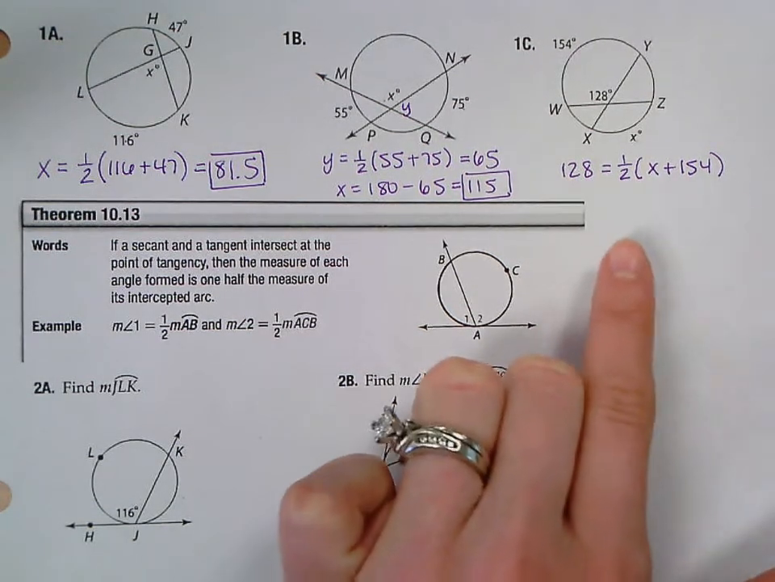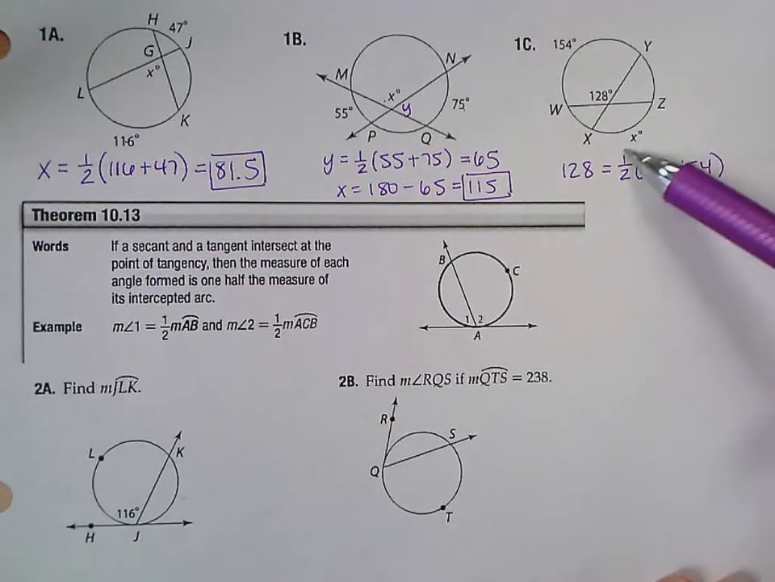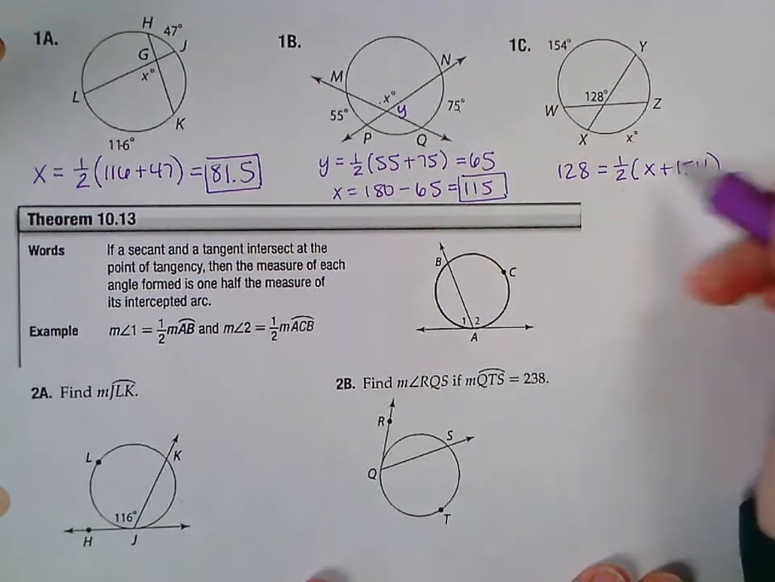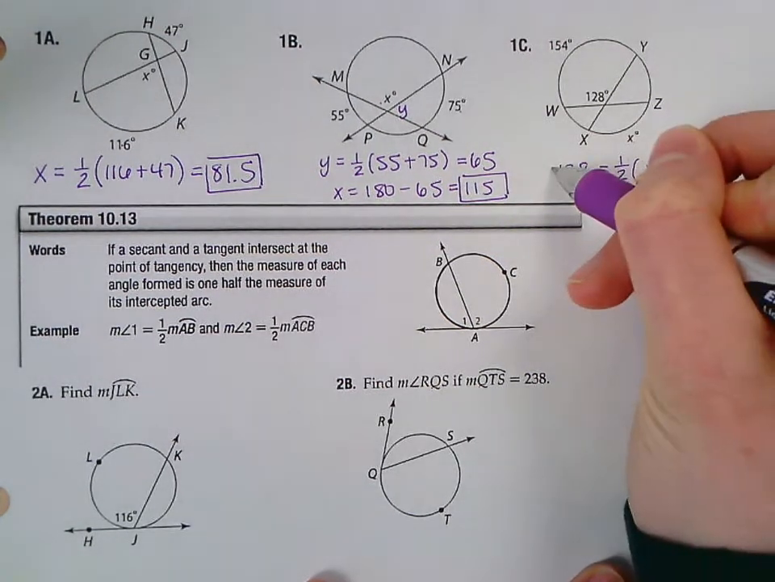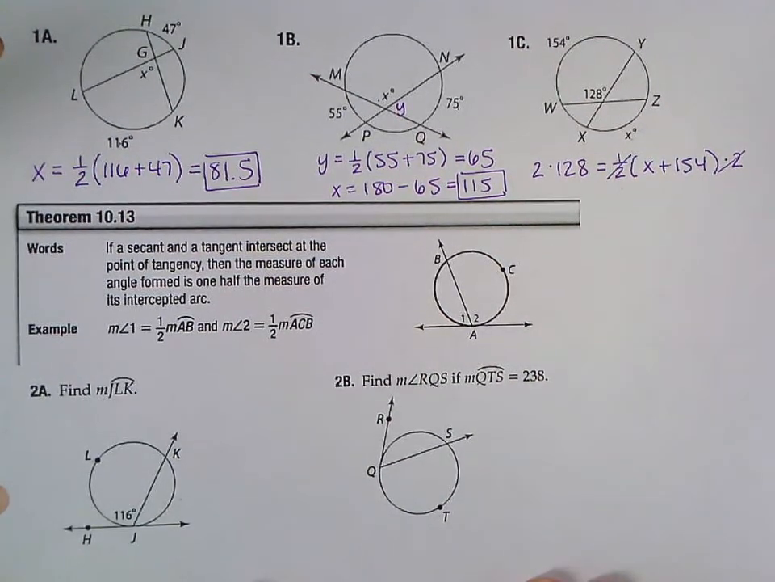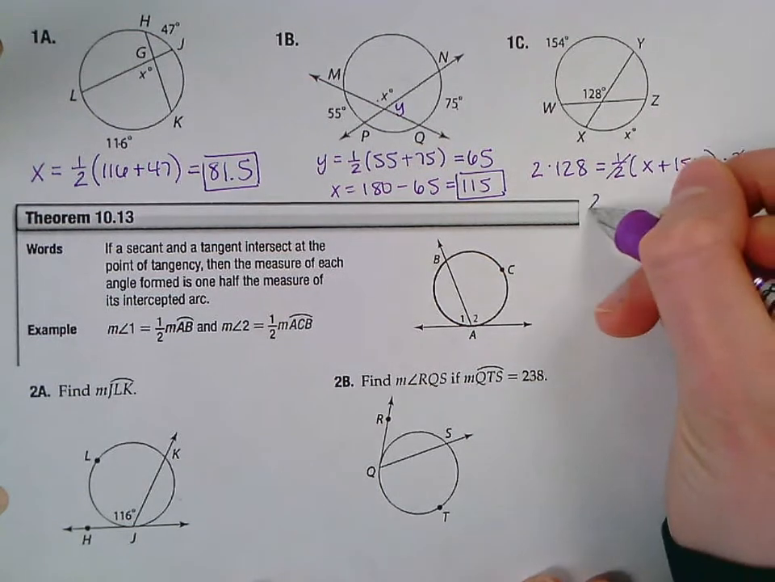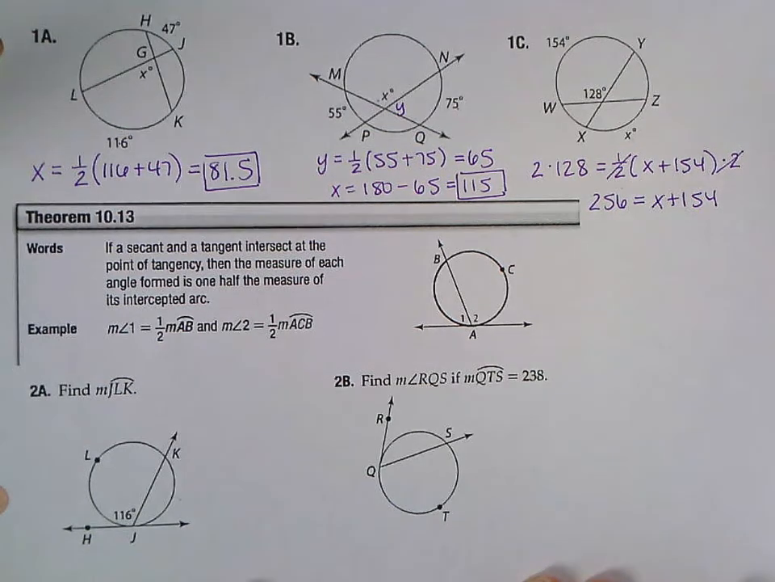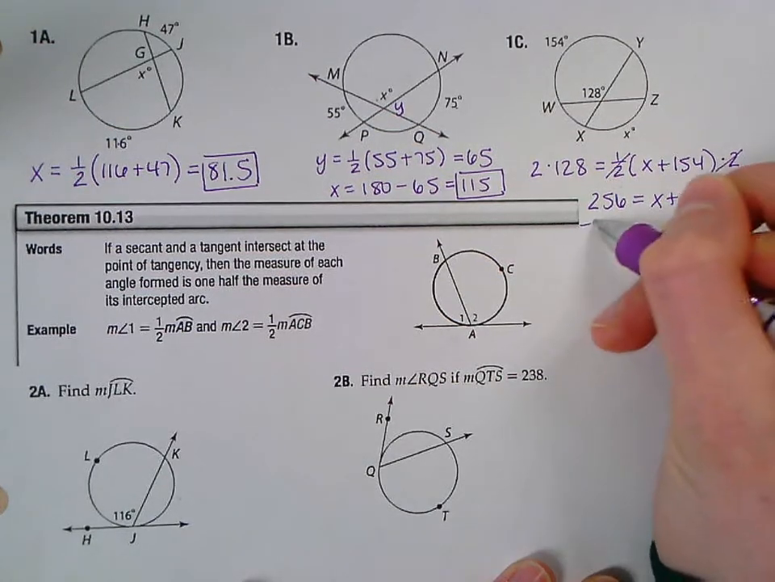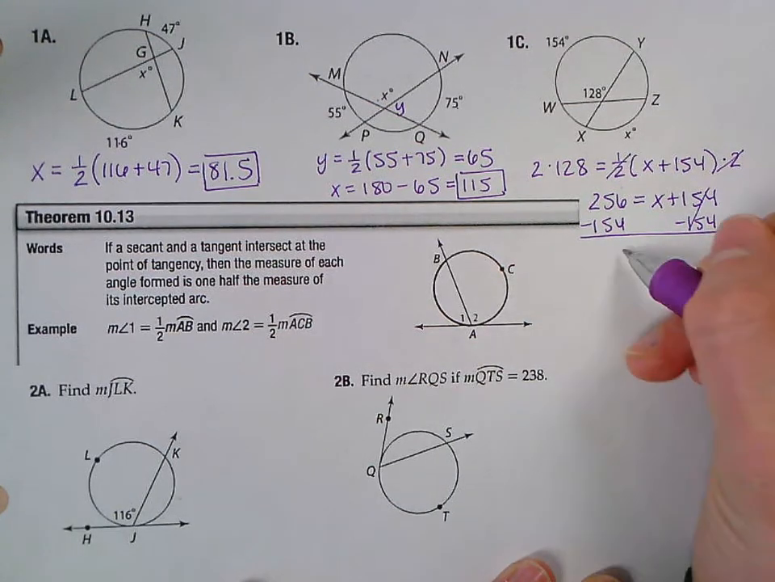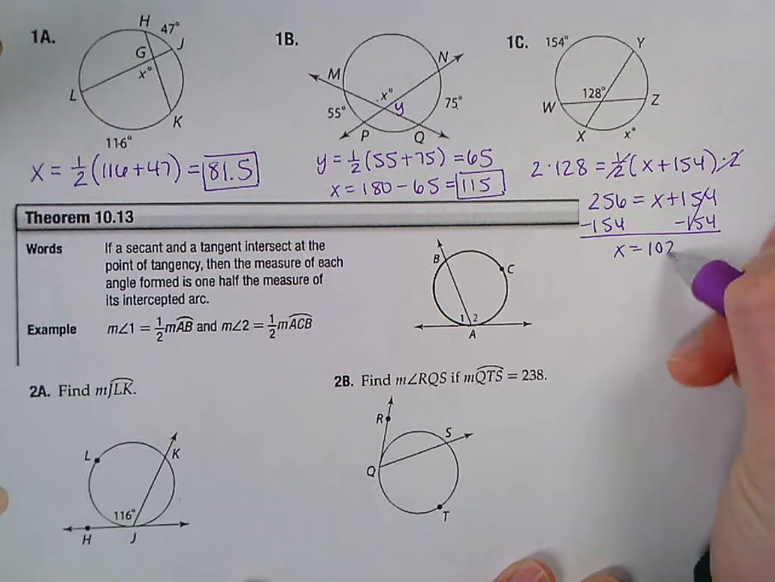So to me, the easiest way to solve for x is to first get rid of the 1/2. How can I get rid of the 1/2? Yeah, multiply by the reciprocal, multiply by 2 on both sides. That 2 and 1/2 cancel, so I have 128 times 2 is 256, and then I just have the x plus 154, which then I can subtract the 154 to get x. So x in this case would be 102.